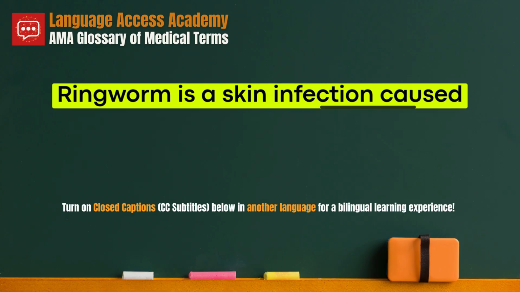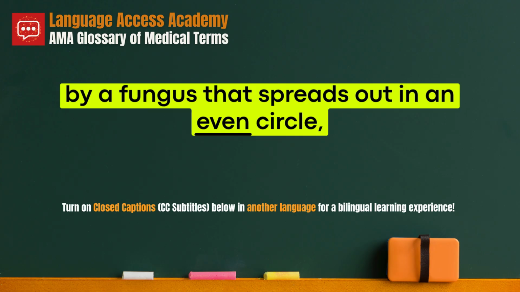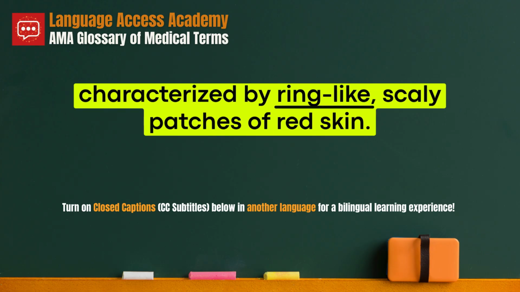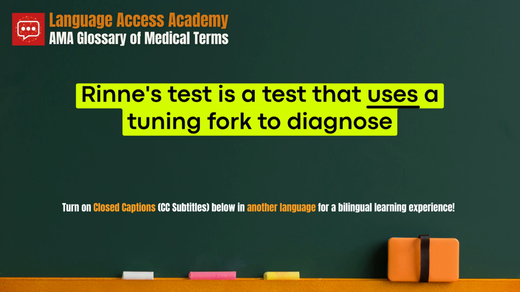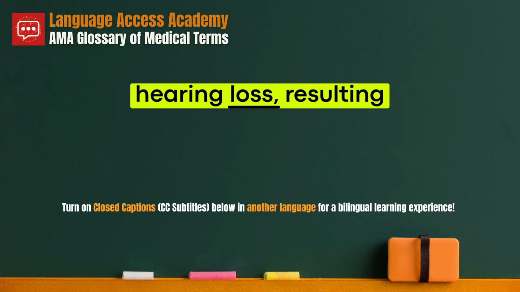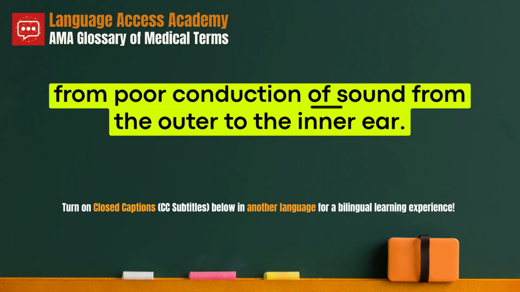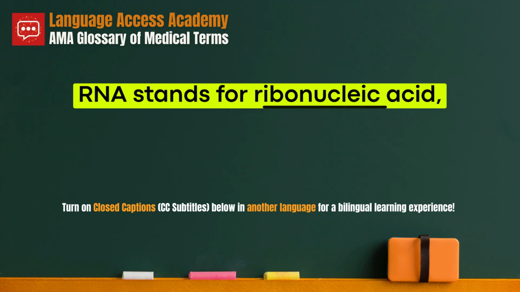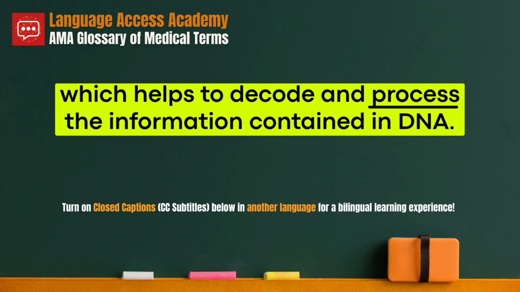Ringworm is a skin infection caused by a fungus that spreads out in an even circle, characterized by ring-like, scaly patches of red skin. Rinne's test is a test that uses a tuning fork to diagnose hearing loss, resulting from poor conduction of sound from the outer to the inner ear. RNA stands for ribonucleic acid, which helps to decode and process the information contained in DNA.